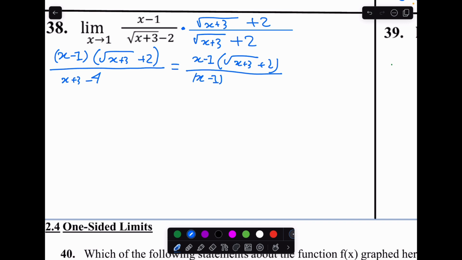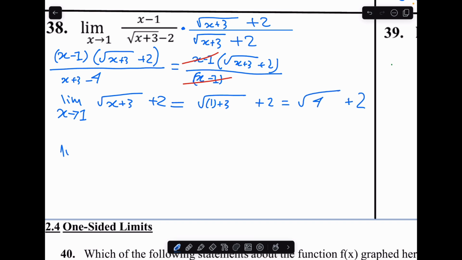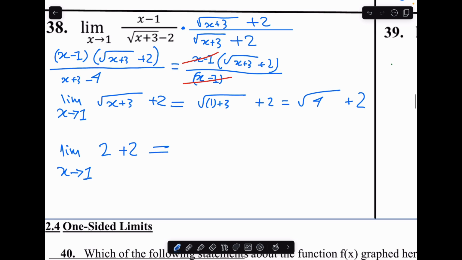So when you install the limit, we have 1 plus 3 plus 2, which is equal to square root of 4 plus 2. So limit when x is approaching 1, we have square root of 4 is 2, plus 2 is equal to 4.